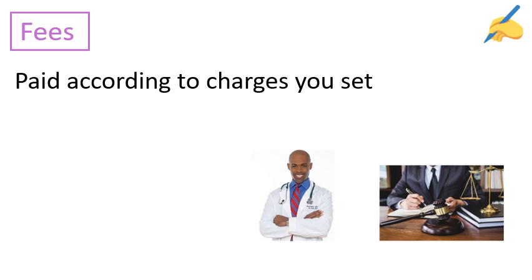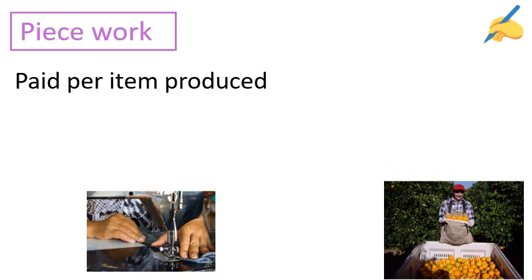Another type of income is fees. So you're paid according to the charges you set. So some types of doctors might be like this, or lawyers. Another type of income is piecework. So you're paid per item produced. So you might be paid per each pair of jeans you sew, or you might be paid for each bucket of oranges picked. So, the more you pick, the more you get paid.